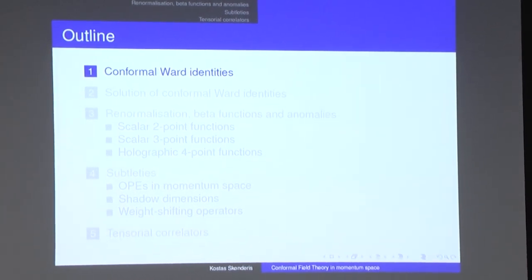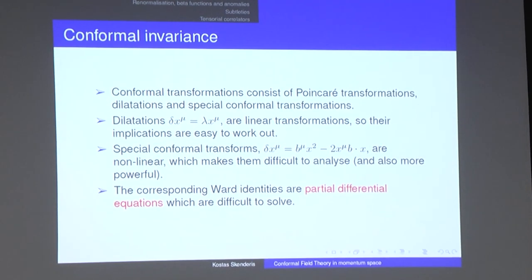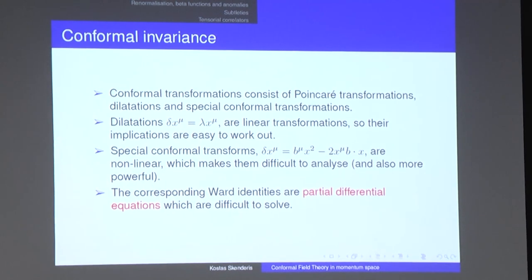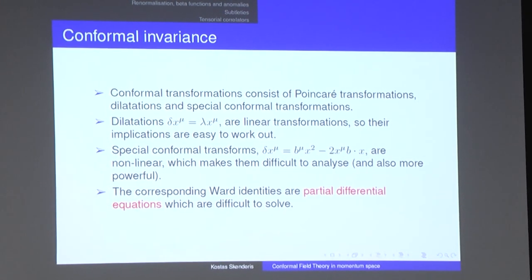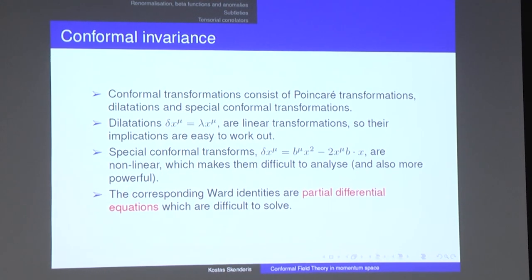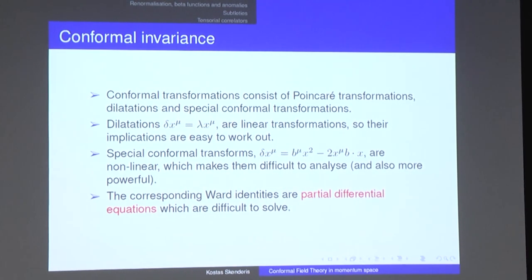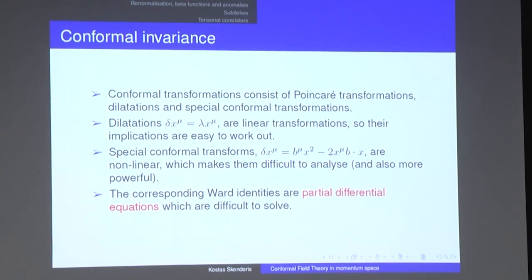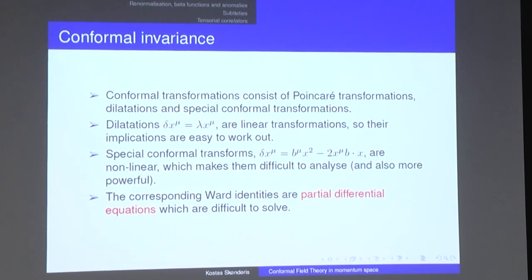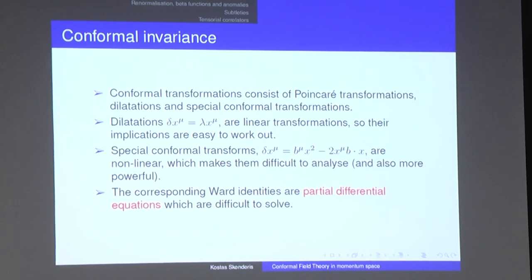Okay, so now let's start from the beginning. Conformal transformations are Poincaré transformations, dilatations, and special conformal transformations. That's what we want to impose. We all know how to deal with Poincaré transformations. That's quantum field theory 101. Dilatations are also easy to impose. Dilatations means we just rescale all coordinates, and this is a linear transformation, as we can see. So it's very easy to work out its implications.